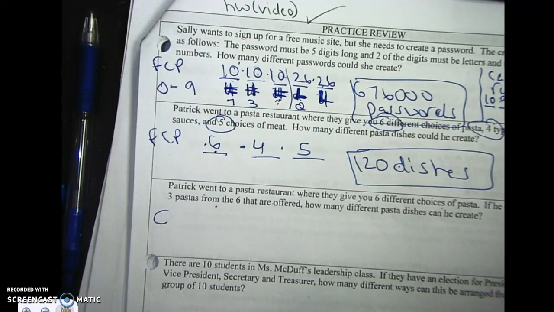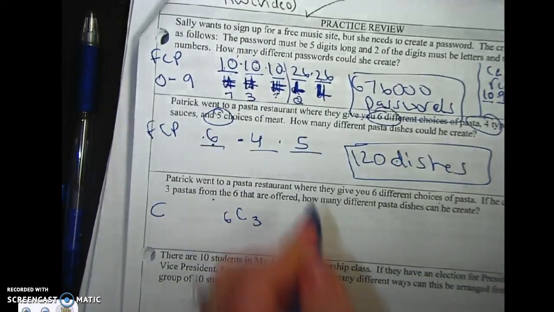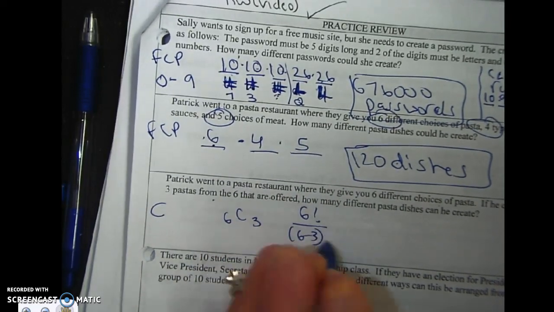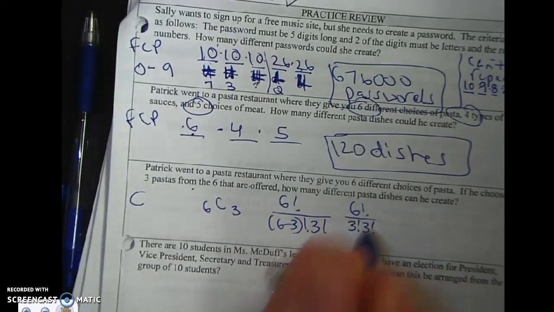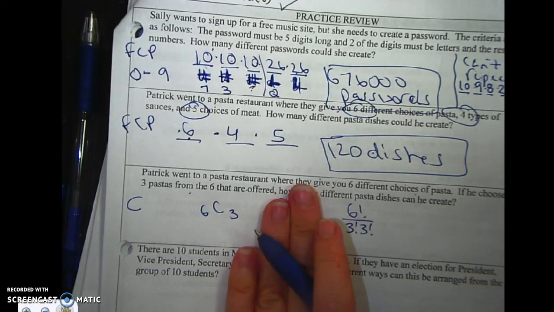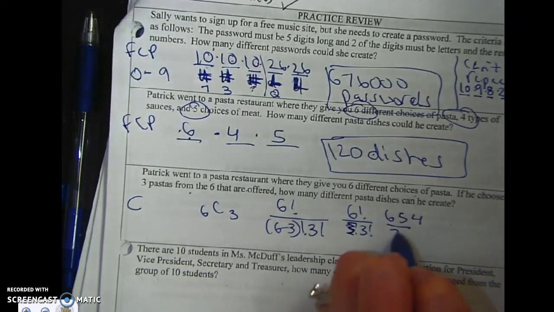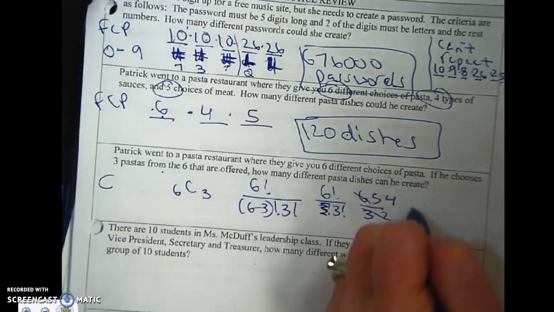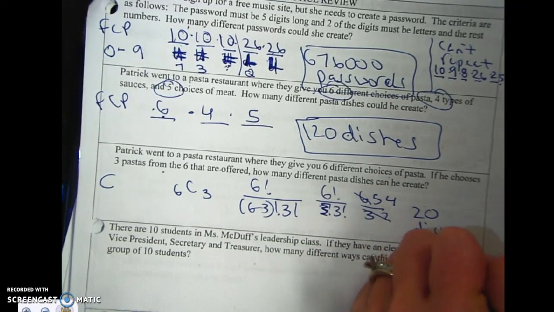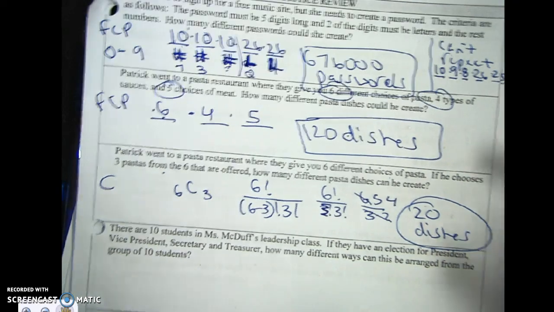That's combination, because whether I pick linguine and then angel hair, or angel hair and then linguine, it's all going in my dish. So that would be 6C3. That means 6 factorial over 6 minus 3 factorial times 3 factorial, which is 6 factorial over 3 factorial, 3 factorial. Remember, I don't need this step. This is really 6 times 5 times 4, 3, 2, 1, bye-bye, over 3 times 2. Simplify it however you want without a calculator. 3 times 2 is 6, so I get 20 dishes. Okay, 20 different dishes.